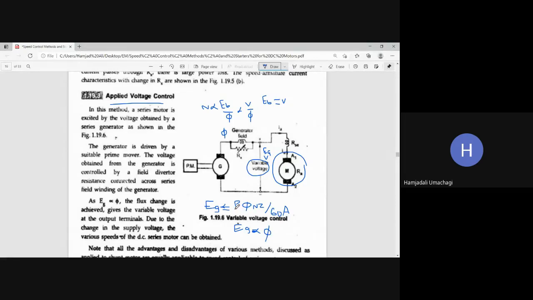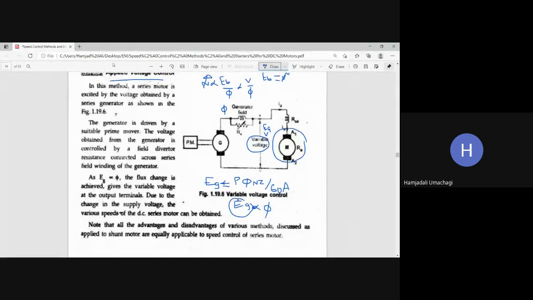Now if I change the value of phi by changing this Rx value, by changing ISC, then what are you going to change? EG value. If EG changes, that is nothing but the variable voltage. If I keep on changing the value of Rx here, then phi changes, ISC changes, and proportionally the voltage keeps on changing to the motor. If voltage keeps on changing to the motor, then what happens? If voltage is changing, then speed is also going to change. Yes or no? This is the concept here.